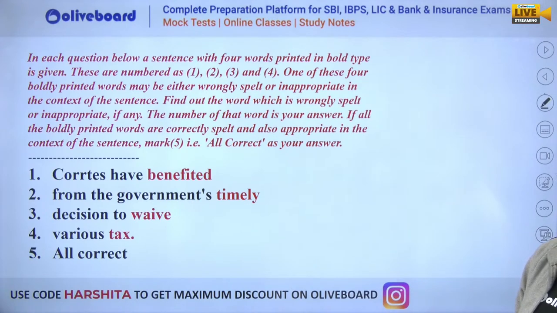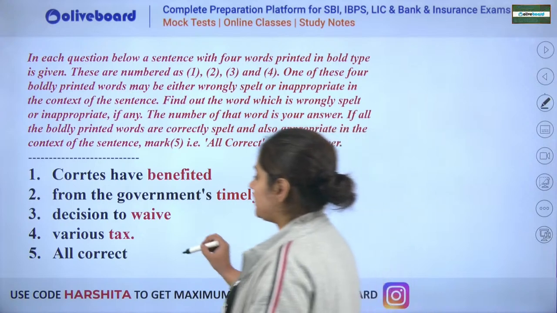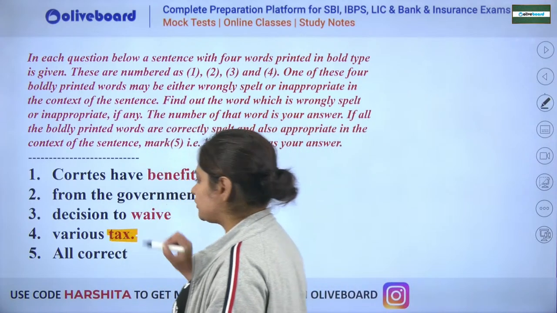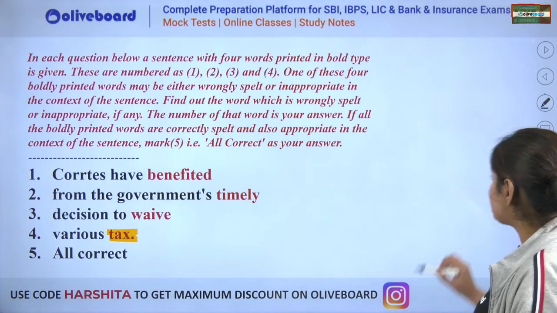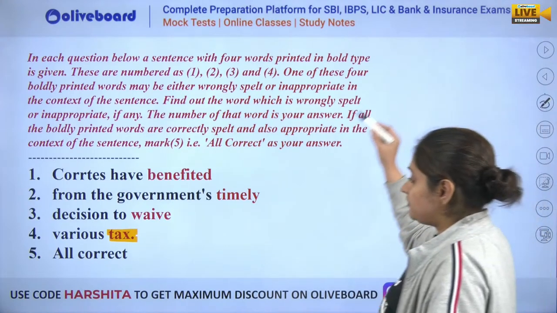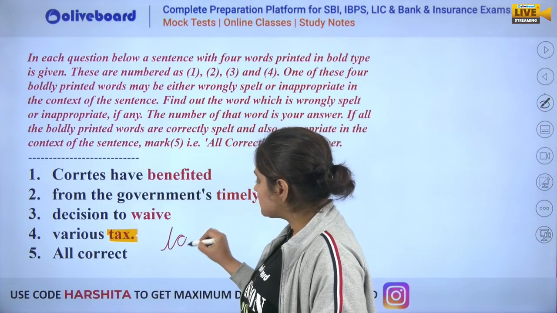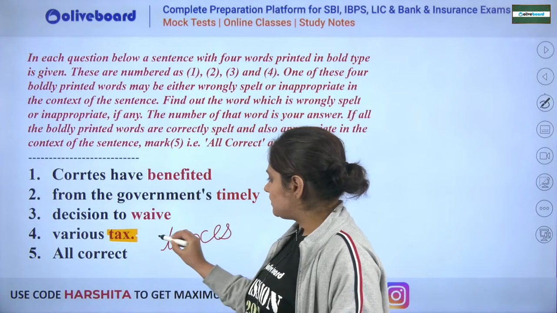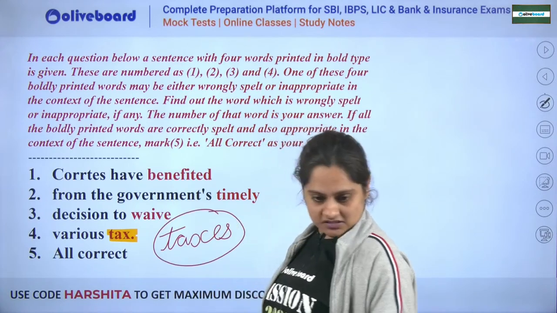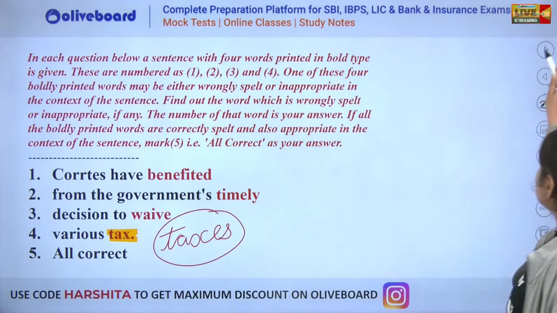Why are we taking so much time, guys? So easy. With various, what do you use? Tax? Will you say tax? Various means multiple. Various means plural. So what you can say here is various taxes. Plural part will come, no? Various taxes. Basic. Next one.